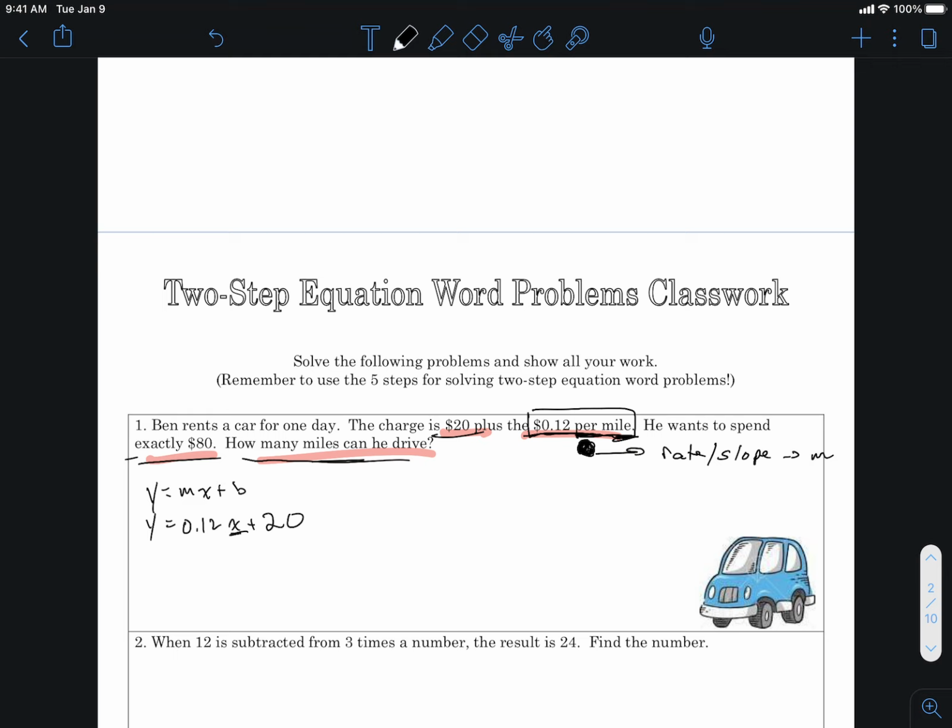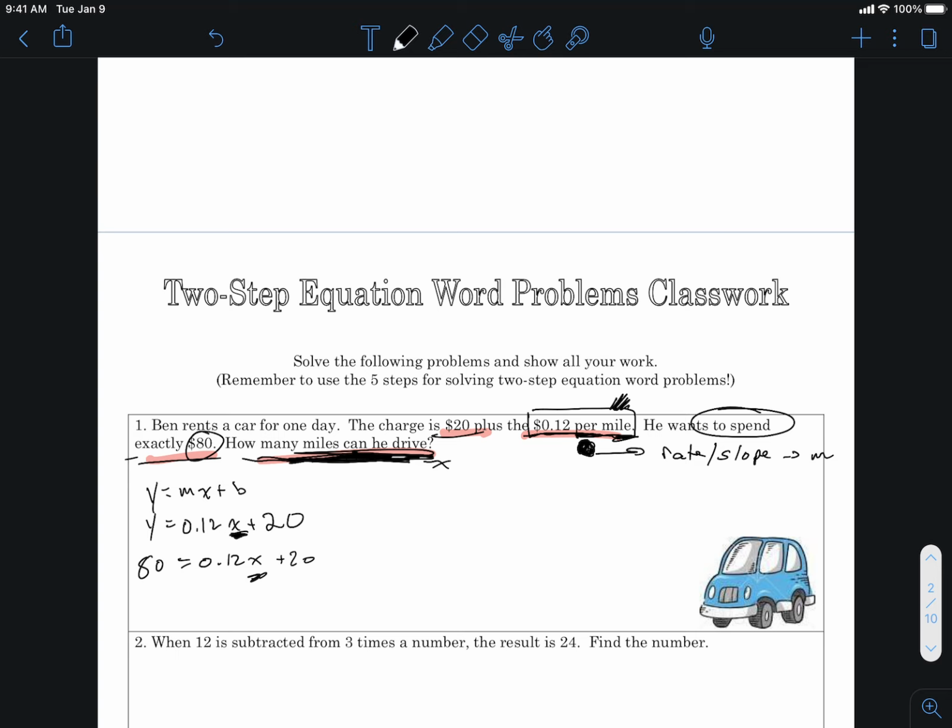So with this, I would say because it's per mile, X is going to be how many miles he can drive, X. But he wants to spend exactly $80. So 80 is equal to 0.12x plus 20. And now we're just back at the stage of the first question, right? We're able to solve this. So we're just going to go, okay, you want to deal with the easy stuff first, right? You're trying to get X by itself because that's going to answer how many miles he can drive, right?